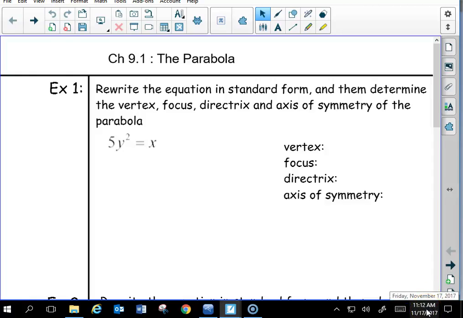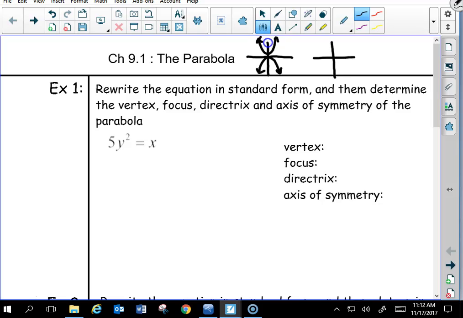Okay, chapter 9.1 is about the parabola, and what you need to know right up front is that they are looking at not only parabolas that open up or open down, but also parabolas that are oriented around the x-axis and open left or right. When they open up or down, we have x squared, and when they open left or right, we have y squared. That'll help explain what we're doing here.